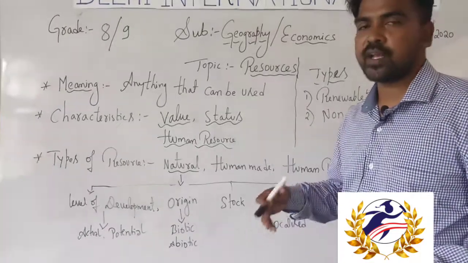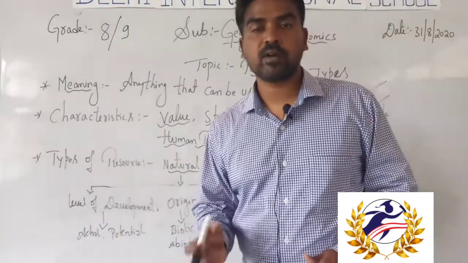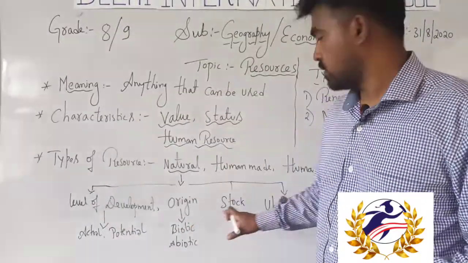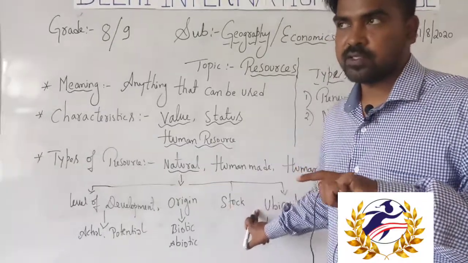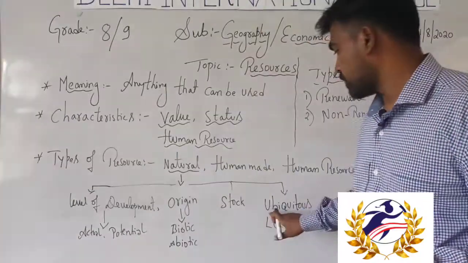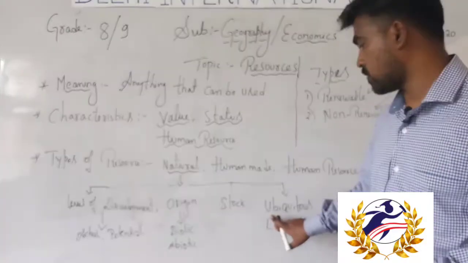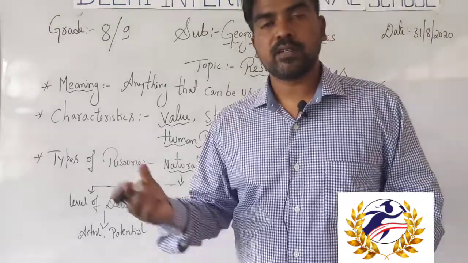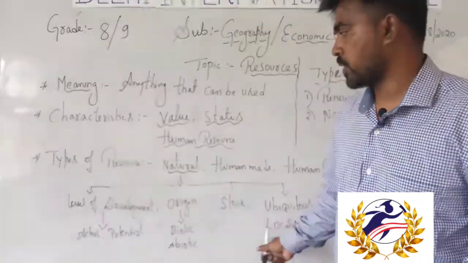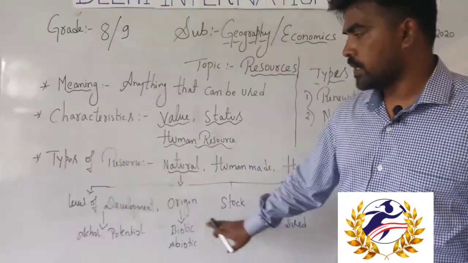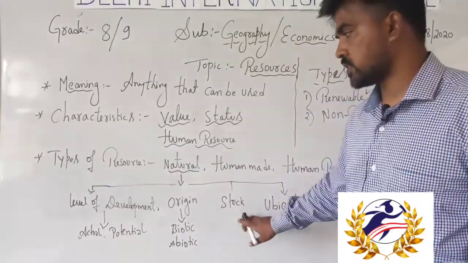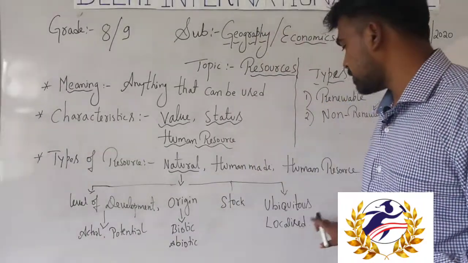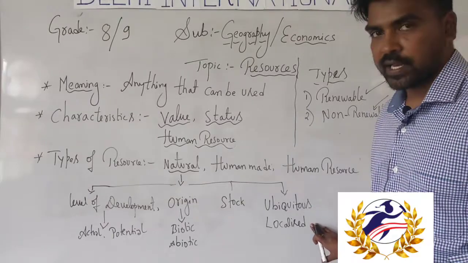Some resources are not available everywhere. For example, iron ore, copper, gold, it is not possible to get everywhere. Coal, petroleum, it is not possible. Only in a few geographical landforms is it available. Such types of resources are called ubiquitous. Localized means the resources are available everywhere, like water, air, sunlight. So like this, natural resources are categorized by level of development, origin, stock, and ubiquitous and localized.